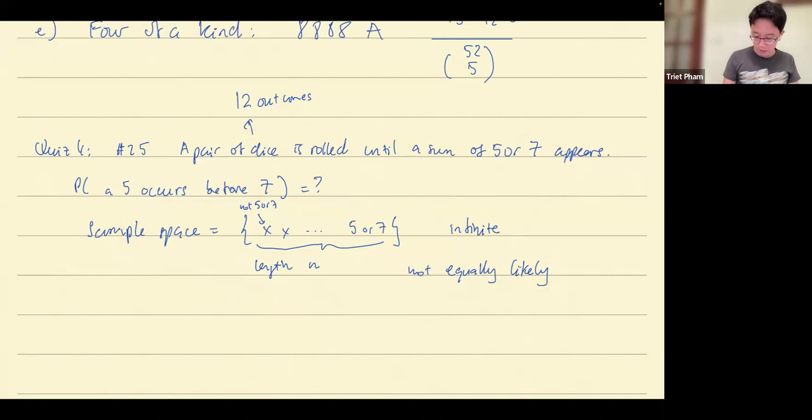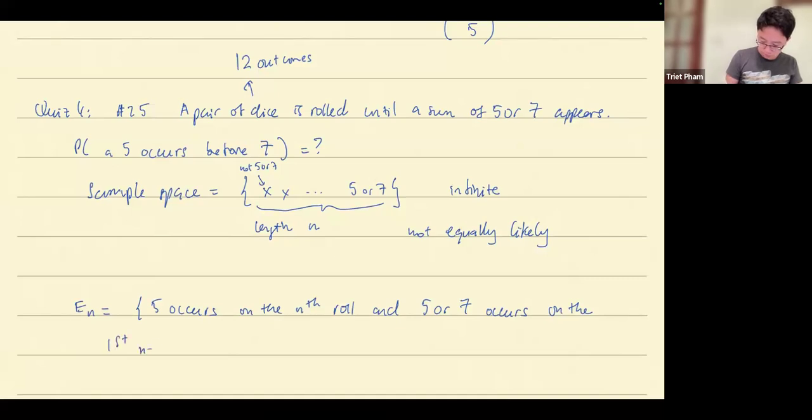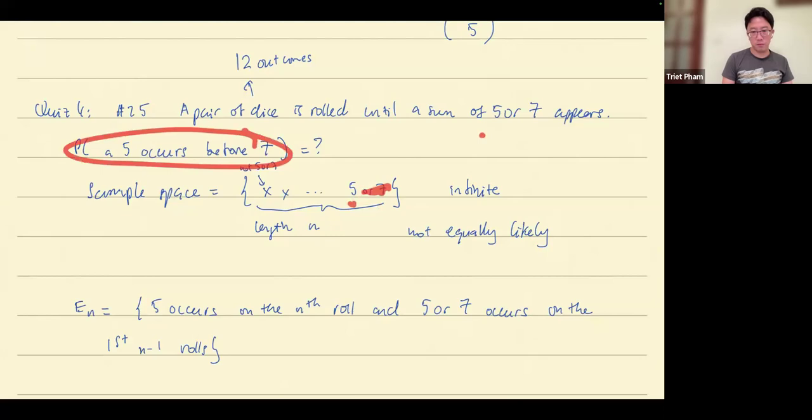The textbook would hint that, out of this sample space, you look at the event En, that a 5 occurs on the nth roll and no 5 or 7 occurs on the first n minus 1 rolls. Which is kind of what I'm trying to describe here, but more specific. Instead of ending with a 5 or a 7, you want to end exactly on a 5. The reason is that if you end with exactly a 5, that means a 5 appears before a 7.